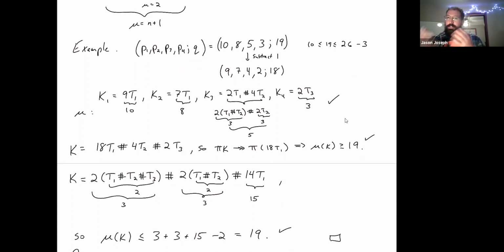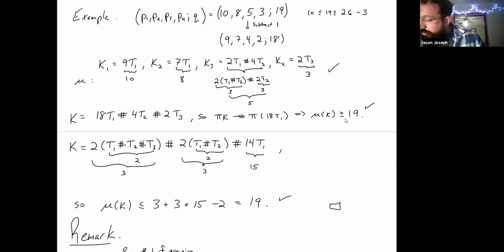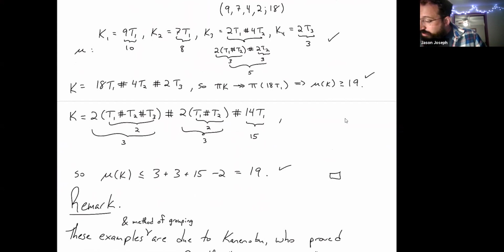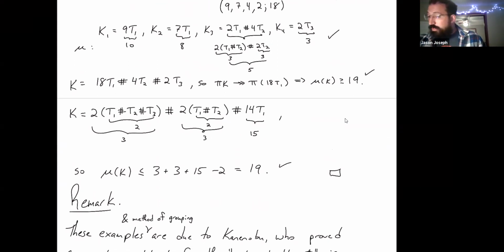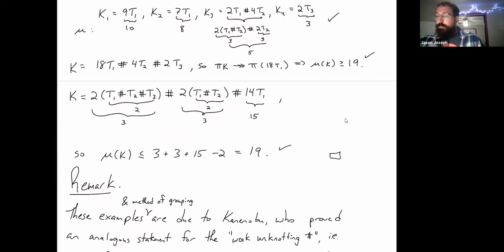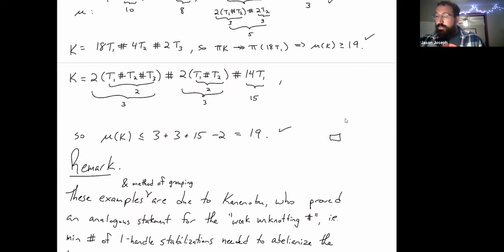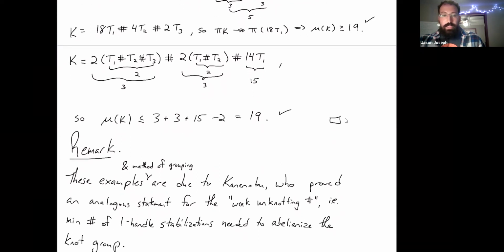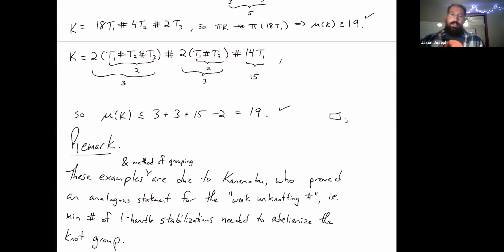this rearrangement idea, which I'm going to make a remark about now. These examples and this rearrangement idea are due to Kanenobu, who introduced these examples in order to prove an analogous statement for the weak unknotting number. So this was the minimal number of one-handle stabilizations needed to abelianize the knot group.